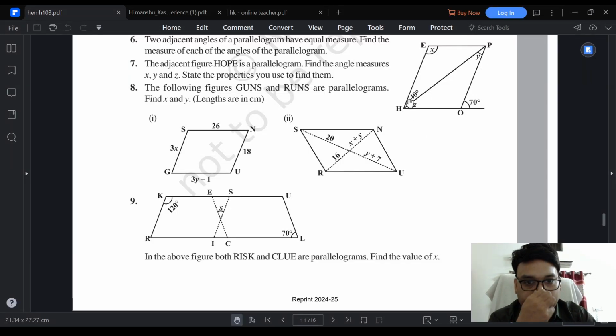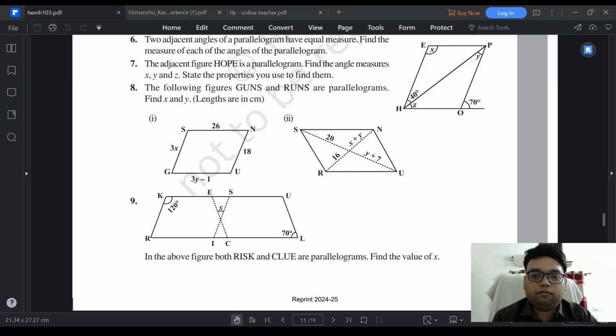Now alternate angles are also equal. So here if this one is 40 degree, then angle y will be equal to 40 degree. Now we have to calculate the angle z. Here 40 plus z plus 110 is equal to 180 degree.